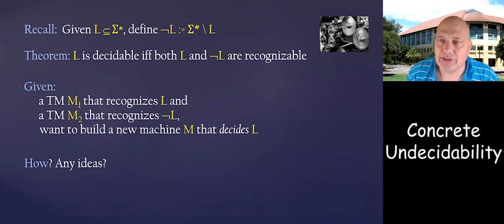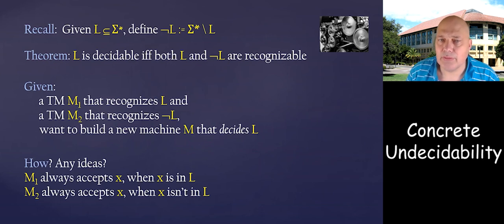How would we do this? The machine M1 always accepts X when X is in L. The machine M2 always accepts X when X isn't in L. It means that for every X, one of these machines always halts. And no matter which machine halts, we know the answer. If X is in L, M1 will halt and accept, so we'll know that X is in L. If X is not in L, then M2 is going to halt and accept, and therefore we know that X is not in L.